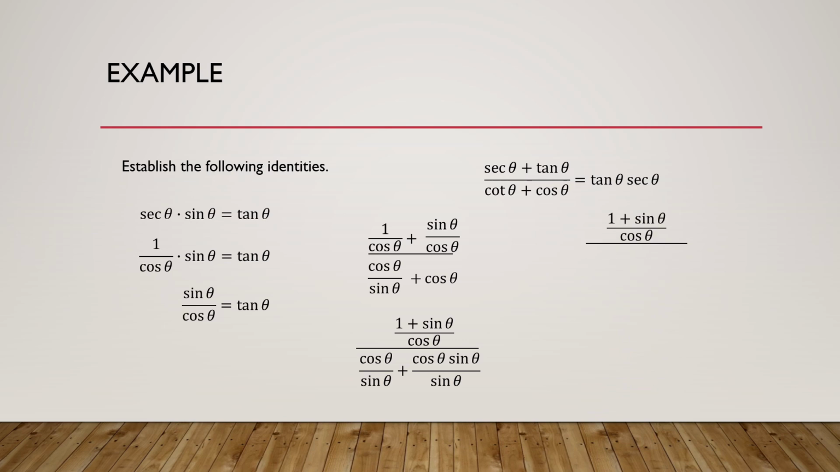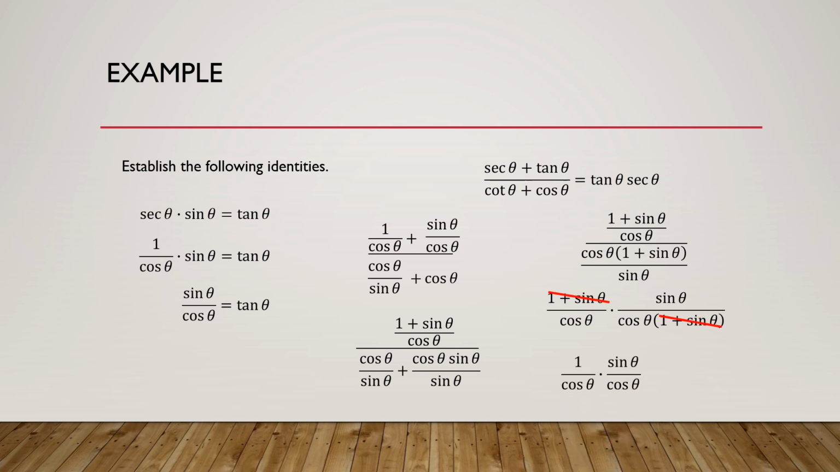Next, we complete the addition in the denominator and factor out cosine to get cosine theta times the quantity of 1 plus sine theta over sine theta. Next, we resolve the compound fraction to get 1 plus sine theta over cosine theta times sine theta over cosine theta times the quantity of 1 plus sine theta. The 1 plus sine theta terms cancel, leaving 1 over cosine theta times sine theta over cosine theta, which equals tangent theta times secant theta, confirming the original identity.